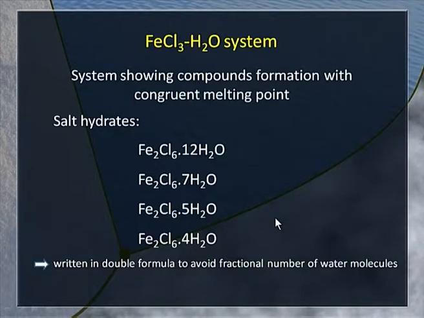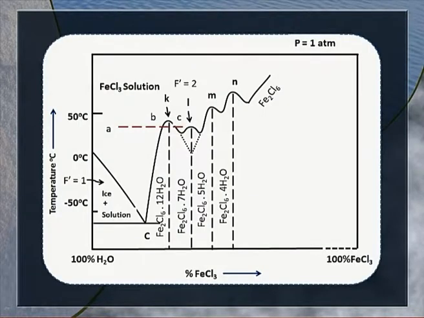The phase diagram looks very interesting with so many humps, and each hump corresponds to a salt hydrate. This is corresponding to the dodecahydrate, this is the heptahydrate, the pentahydrate, and this is with 4 water molecules. We can say that whenever a hump appears in a phase diagram, we can conclude that the two components form a compound having a congruent melting point.